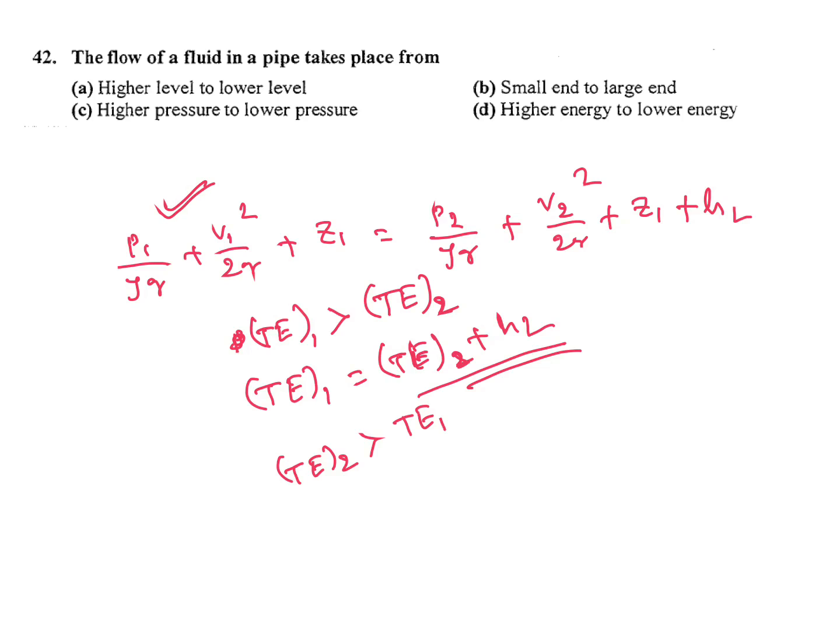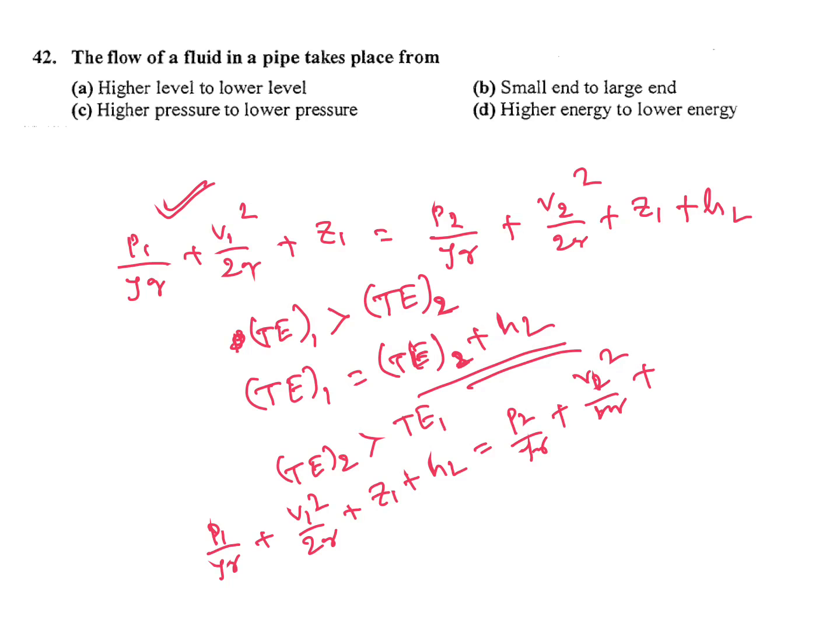P1 by rho g plus V1 square by 2g plus Z1 plus head loss equal to P2 by rho g plus V2 square by 2g plus Z2. So from higher energy to lower energy flow will take place. D is our answer.